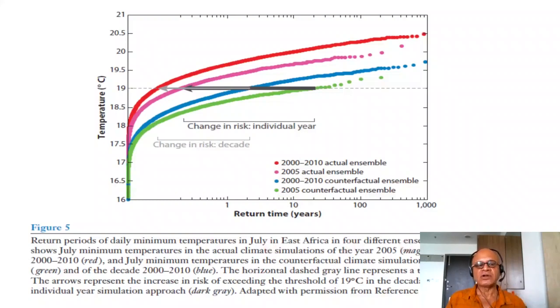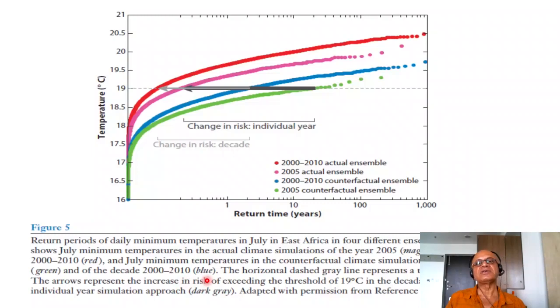Remember, it's their winter. The graph shows July minimum temperatures in the actual climate simulation of the year 2005 in magenta here, and the decade of 2000 to 2010 in the actual climate, so it's the actual 21st century simulation, and July minimum temperatures in the counterfactual climate simulation of the year 2005 and 2000 to 2010.